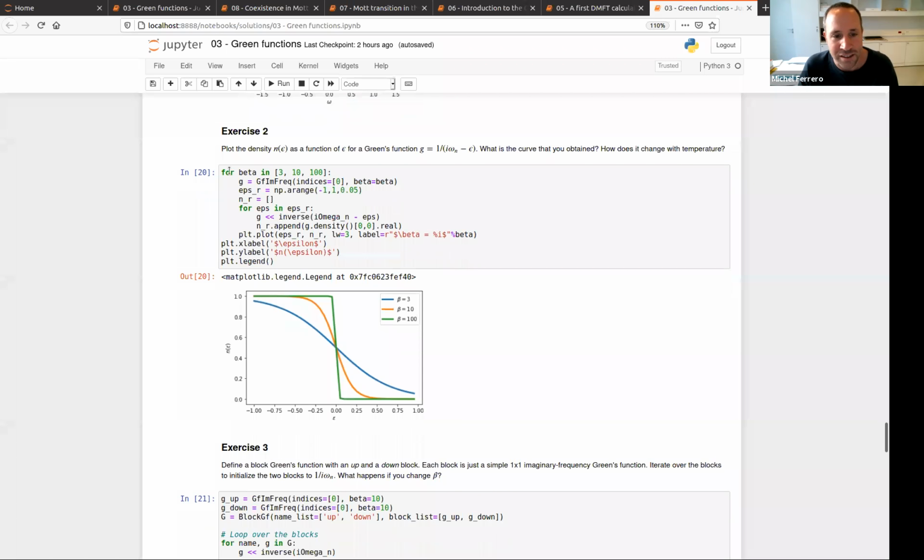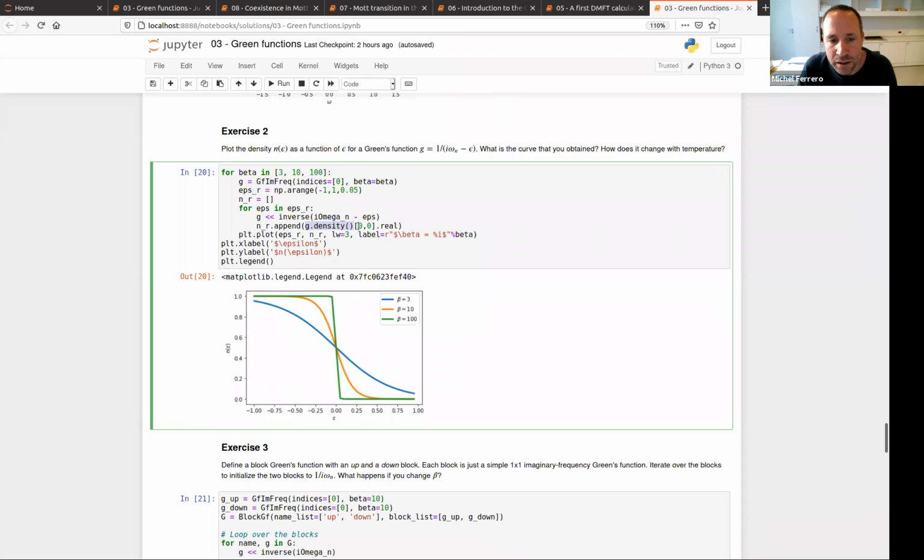So you can do that exercise for different temperatures, where beta is the inverse temperature. I define different green functions for those temperatures, and I fill a green function like this, 1 over i omega n minus epsilon. And I compute the density, g dot density. Green functions are matrices, so I take the 0, 0 element and just keep the real part and put that in an array that I plot. That's what you see here.